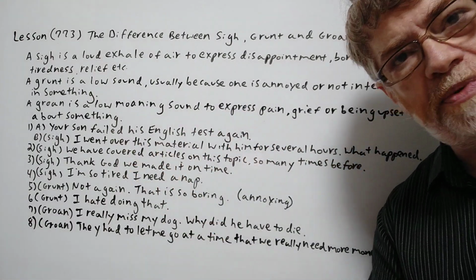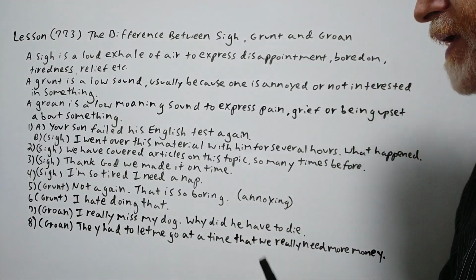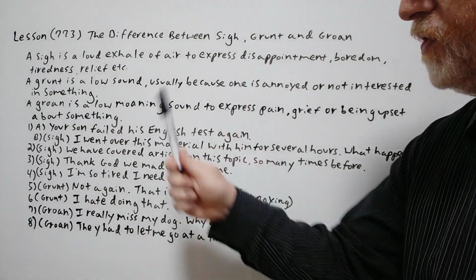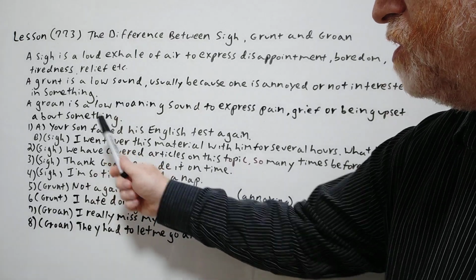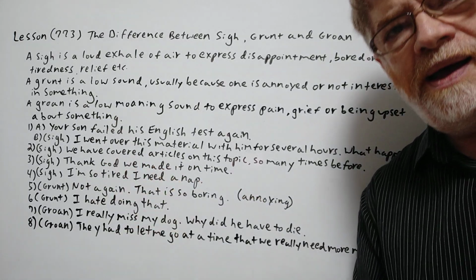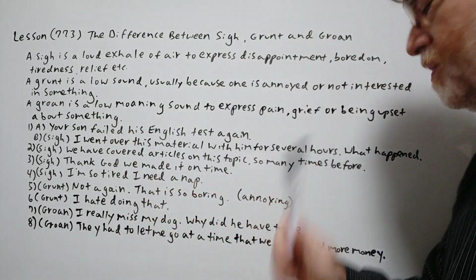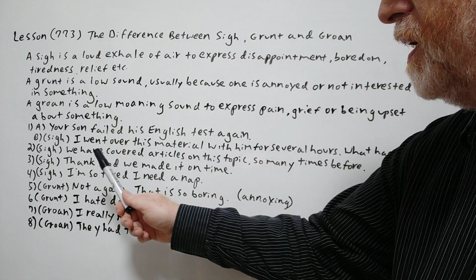And we got 8 examples here to give you a better feel of when you're more likely to use one than the other. So here, the first one is the A-B part. A says, your son failed his English test again. And B is like, I went over this material with him for several hours. What happened?